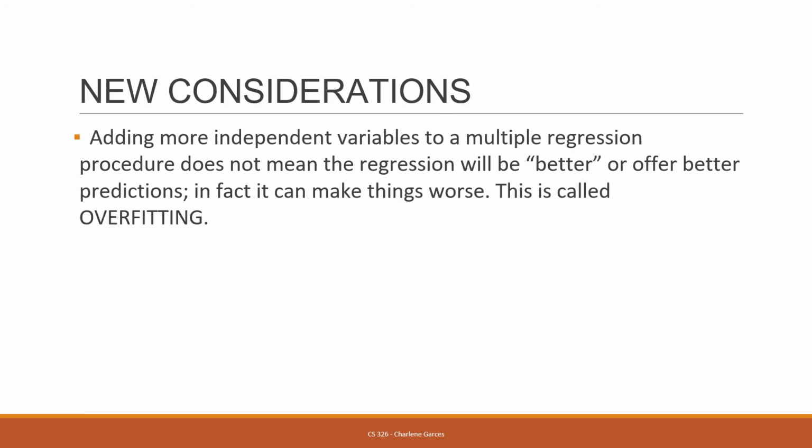Okay, the new consideration. Adding more independent variables, this puts more emphasis on the difference between the simple linear regression and the multiple regression. Adding more independent variables to a multiple regression procedure does not mean that the regression will be better, or offer better prediction. In fact, it can make things worse, and this is called overfitting. So these are some of the pros and cons when it comes to using regression.